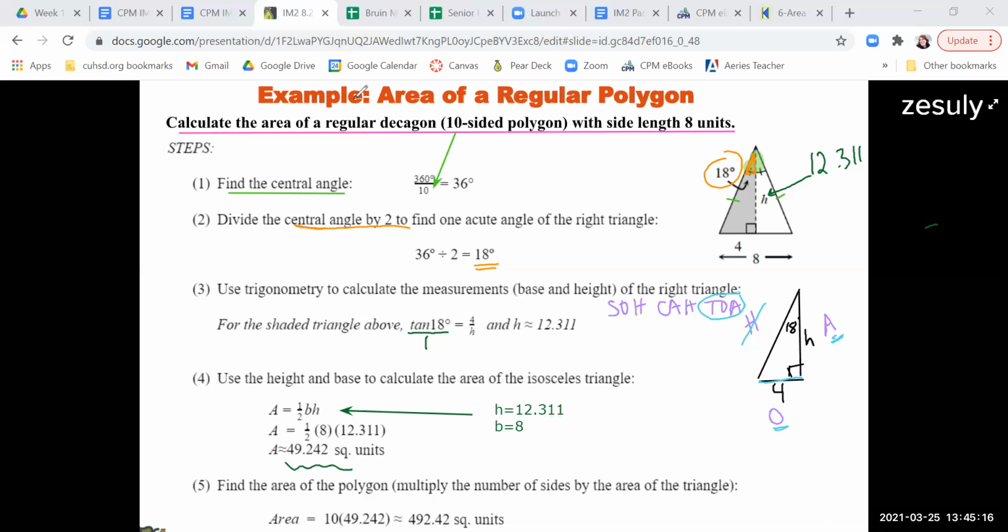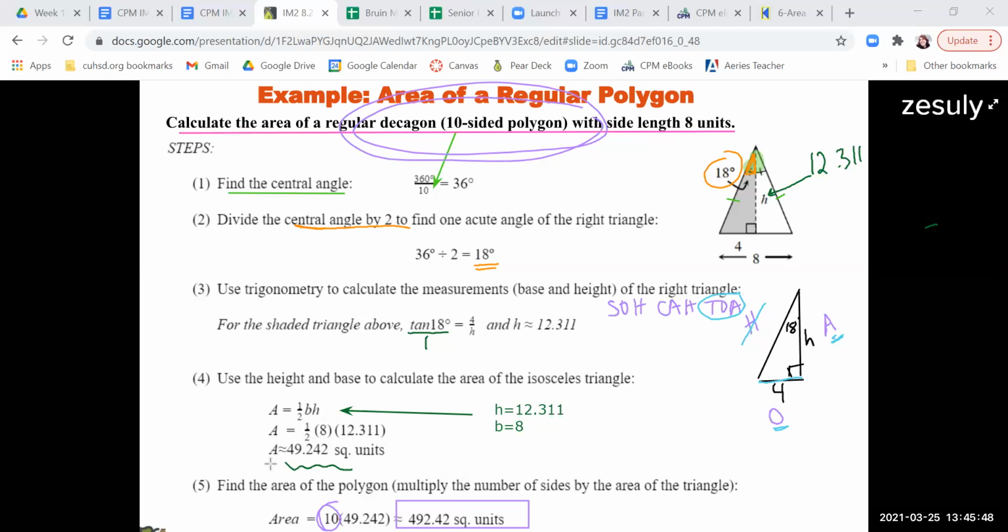And then the very last step, remember, is to remind ourselves, oh yeah, we're trying to get the area of a decagon. So we have to times by 10 because it's a decagon. And so then our final answer is 492.42. Woo!